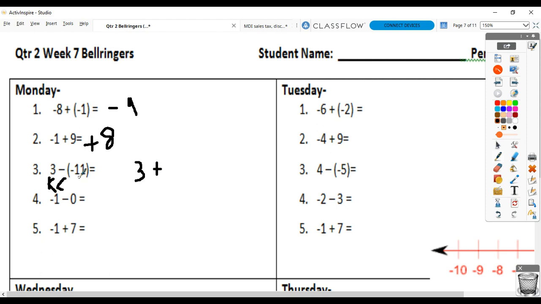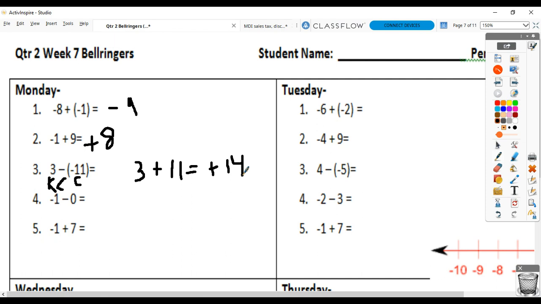And then my third C, because remember, it's keep, change, change, I change the sign of the last number. In this case, it is -11. So I change the negative sign to positive, and I'm left with +11. Now I solve it like an addition problem. Well, I have positive and positive, so I keep the positive sign. And again, I don't need to write the positive sign, but I keep the positive sign. And 3 plus 11 is 14.